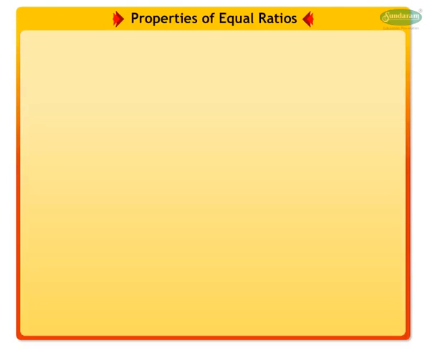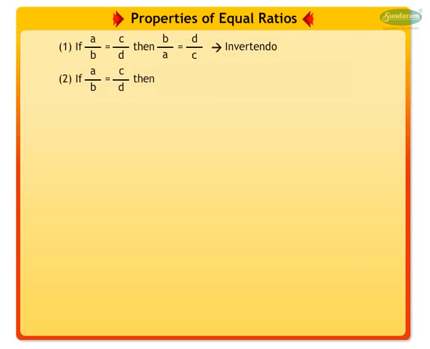Students, we now learn the properties of equal ratios. 1. If a/b = c/d, then b/a = d/c. This property is called invertendo. 2. If a/b = c/d, then a/c = b/d. This is called the property of alternando.